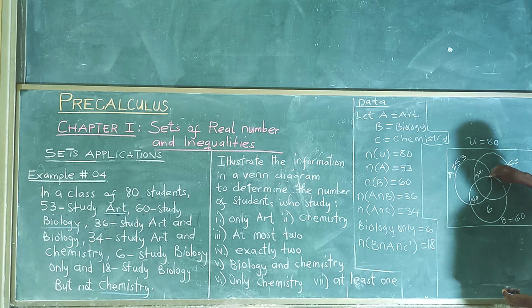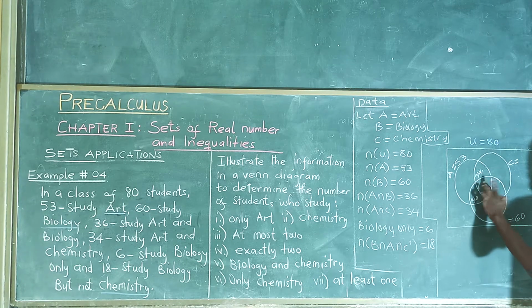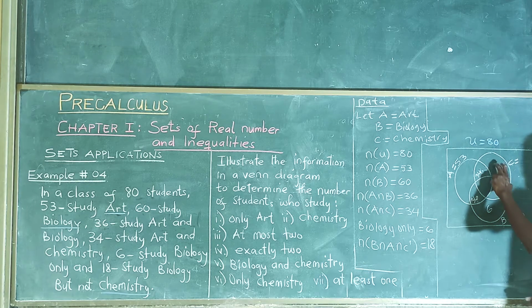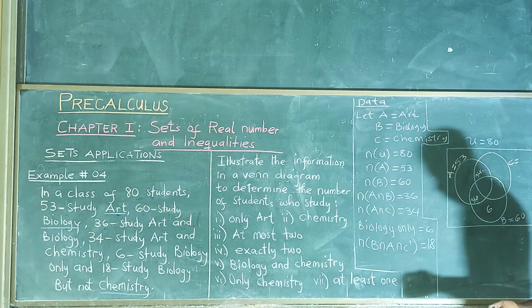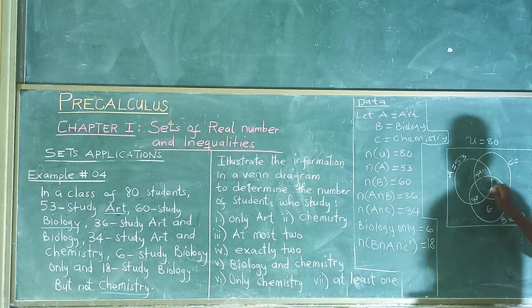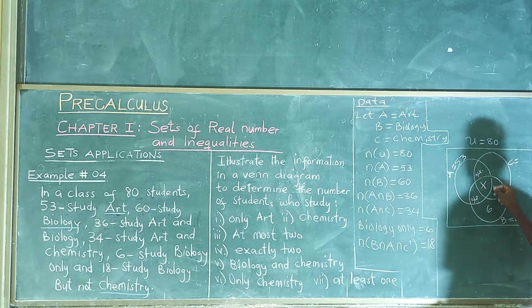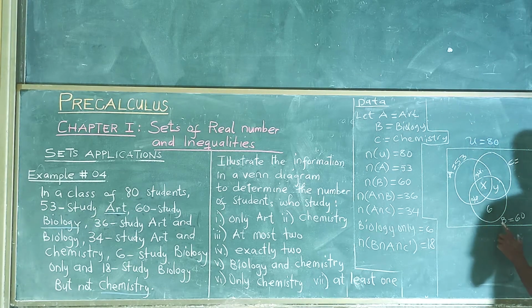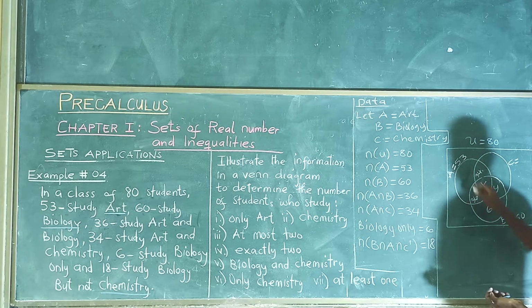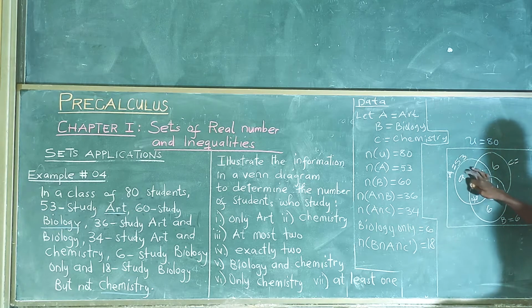Having had this, we have to represent each of these unknown regions with a variable. So let X represent the number of students who study all three subjects. Let Y represent the number of students who study only biology and chemistry. Let A represent the number of students who study only art, and let B represent the number of students who study only chemistry.